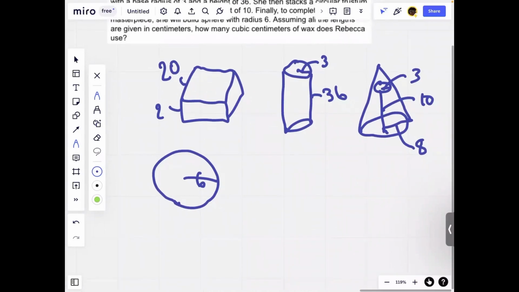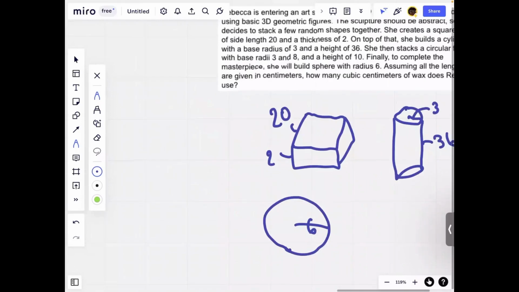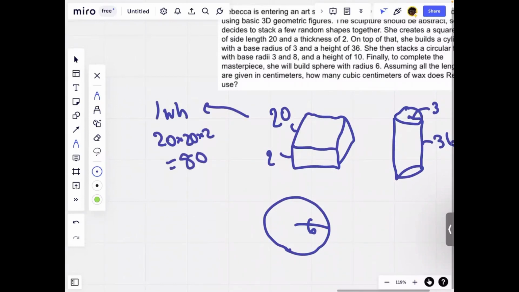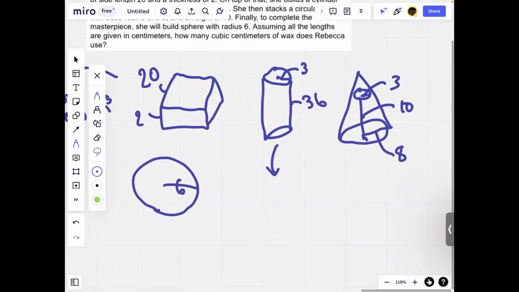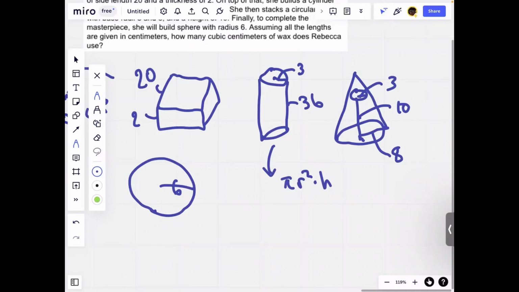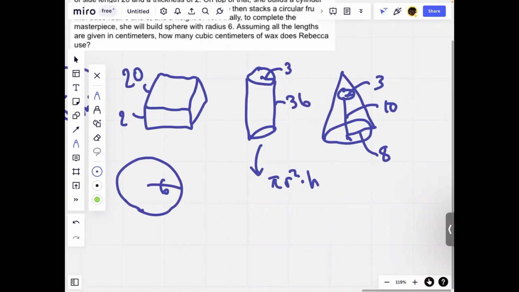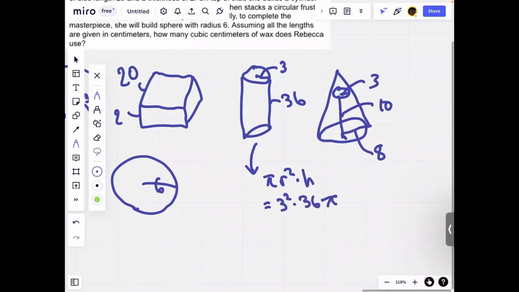Anyways, the volume of the base is just the length times the width times the height, which is 20 times 20 times 2, which is equal to 800 cubic centimeters. And the volume of this cylinder is just pi r squared times h. Since the radius is 3 and the height is 36, this is 3 squared times 36 times pi, which is equal to 324 pi.